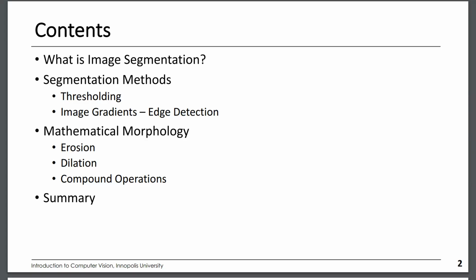So last time we spoke a little bit about what segmentation is. Then we spoke about thresholding as a method for segmentation. And then we spoke about edge detection. We stopped, I think, in calculations of image gradients. And after that, we will speak about erosion and dilation, which are very basic mathematical morphology computations.